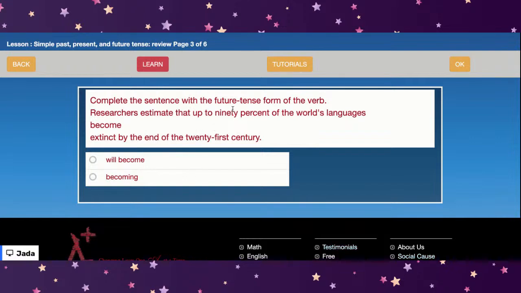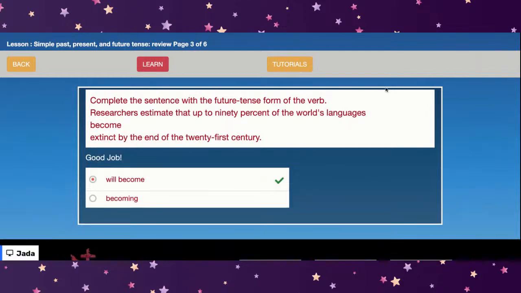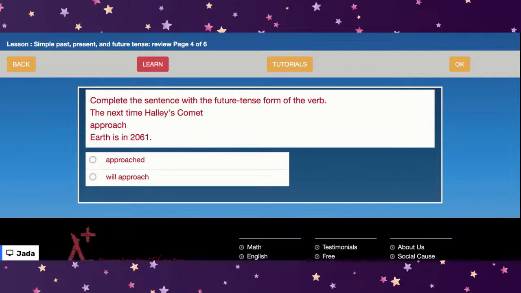Researchers estimate that up to 90% of the world's languages become extinct by the end of the 21st century. So will become extinct. The next time Halley's comet approaches Earth is in 2061. And that is future, so will approach. The next time it will approach.